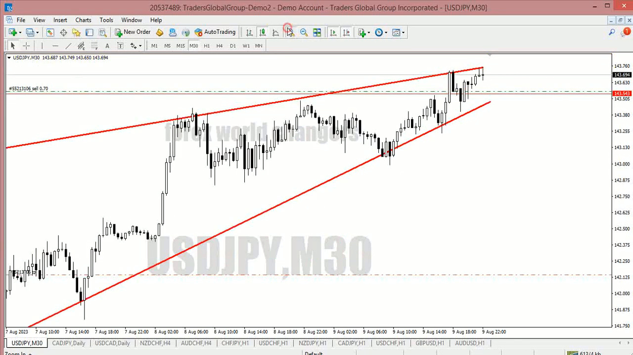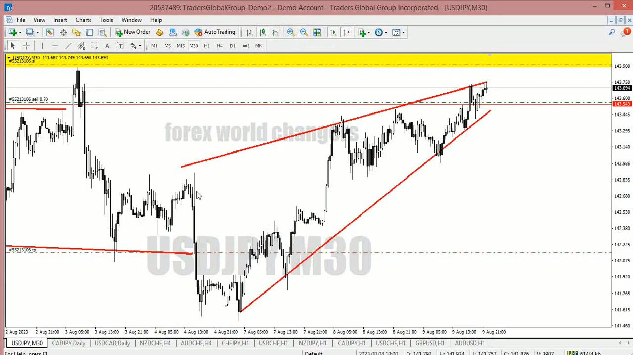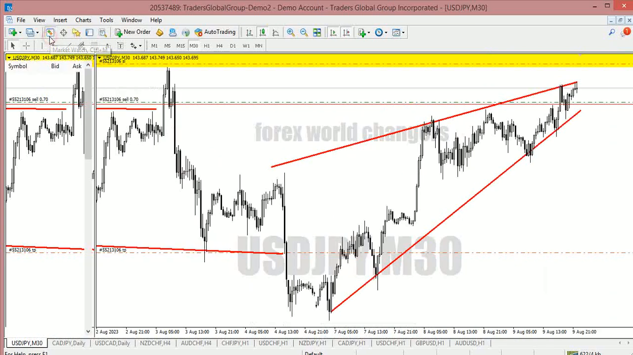So let me just zoom it in a bit. Yeah, this is a very nice setup. So this is a nice sell here. Your stop loss just needs to be above here, and then you take profit. You can actually make it at this low, but at this low I'm happy here. So make sure you put your take profit somewhere there.